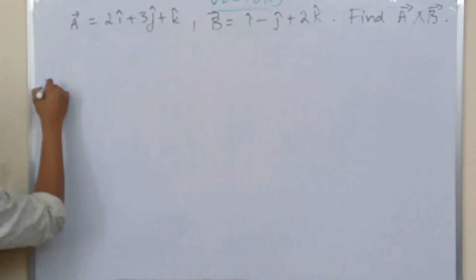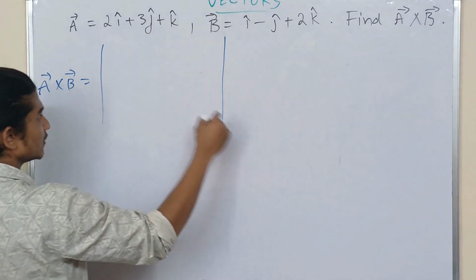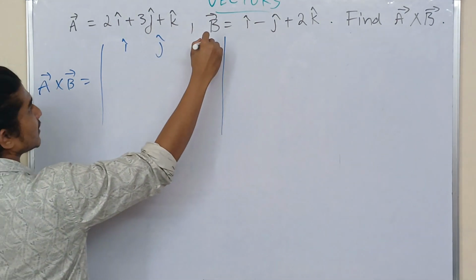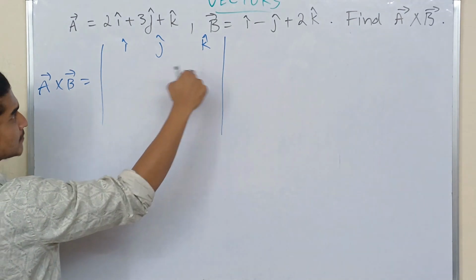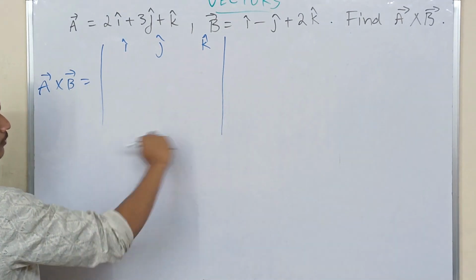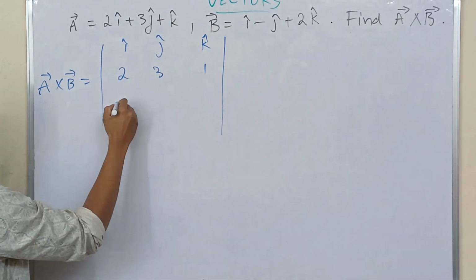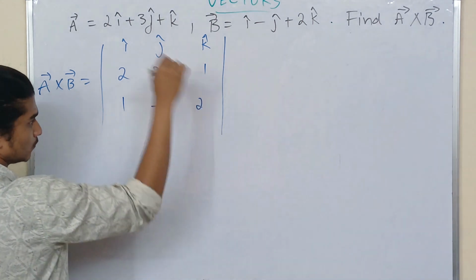So you have to do first a cross b, which is the determinant of which matrix? i cap, j cap, k cap, and then the first vector's components come over here, whereas the second vector's components come in this space below. So you have 2, 3, 1, and you have 1, minus 1 and 2.